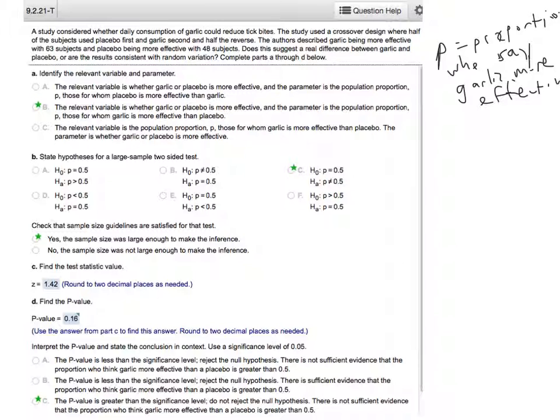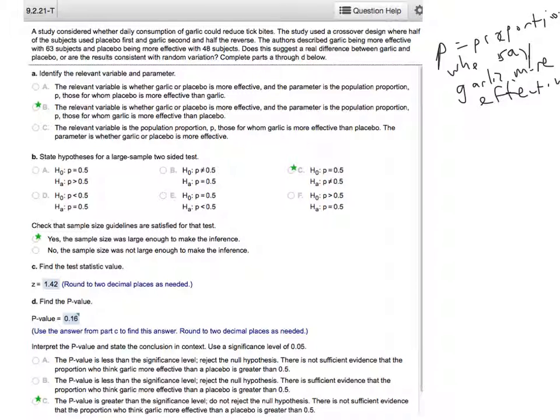So that means that the proportion of the population who would say garlic, if you could ask everybody who ever had a tick bite, would be our population proportion P. So remember, the variable is the question that we're asking. We're asking which pill was more effective. So that's the variable, and we see that here. The variable is which one is more effective.